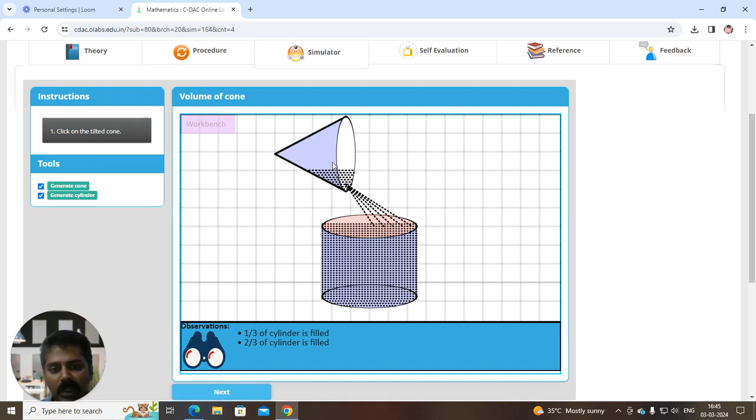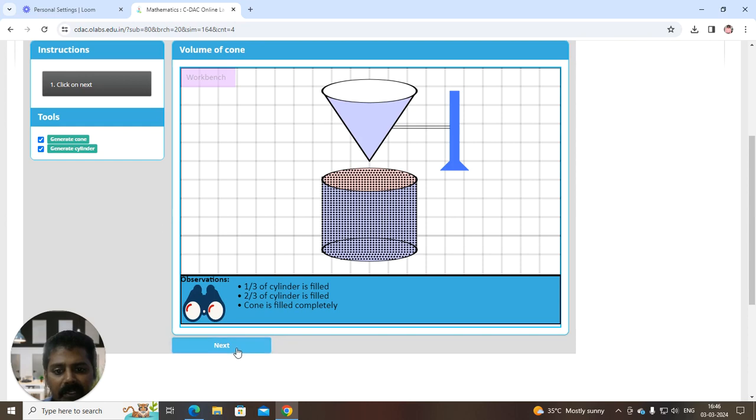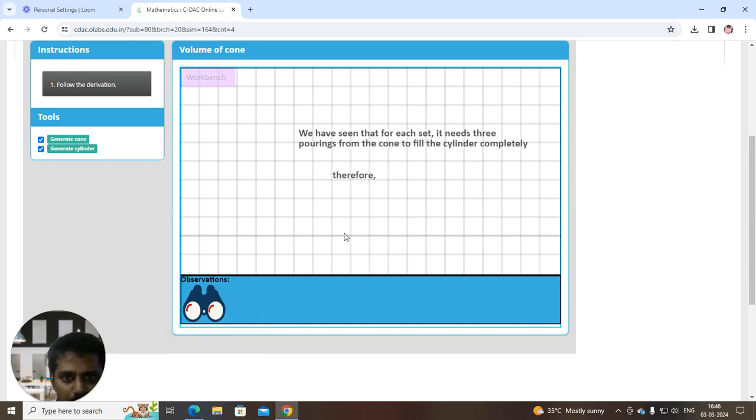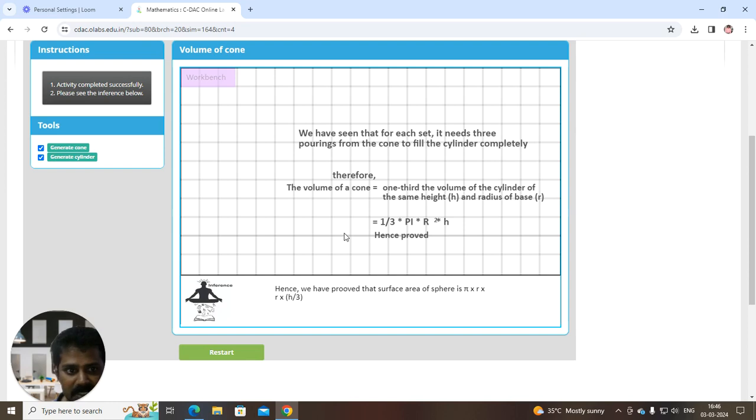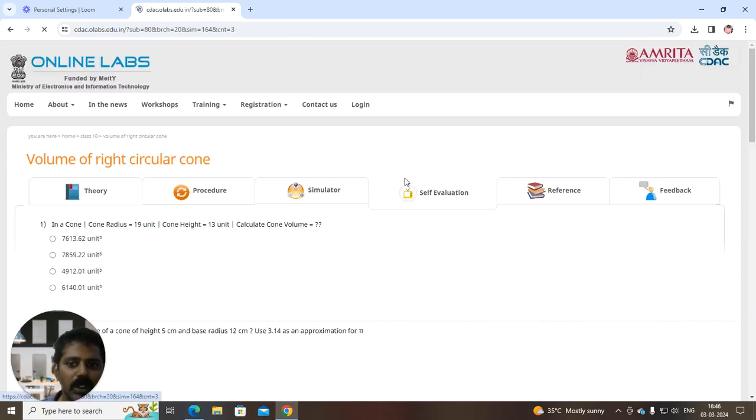So what observations have we made? With the first cone we got only 1/3 of the cylinder, with the second 2/3 of the cylinder, and with the third cone the cylinder is completed. So it takes 3 pourings from the cone to fill the cylinder completely. Therefore, the volume of the cone is 1/3 the volume of the cylinder of the same height h and same radius r. That is 1/3 pi r square h.